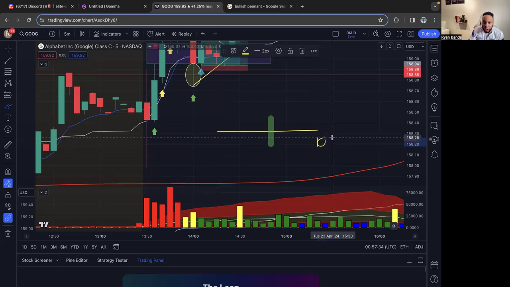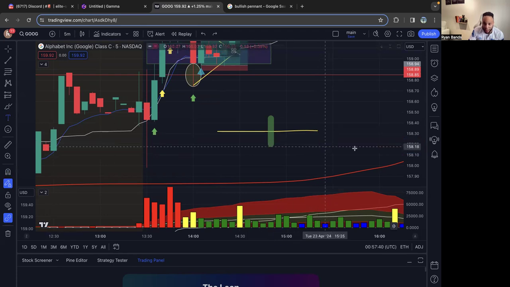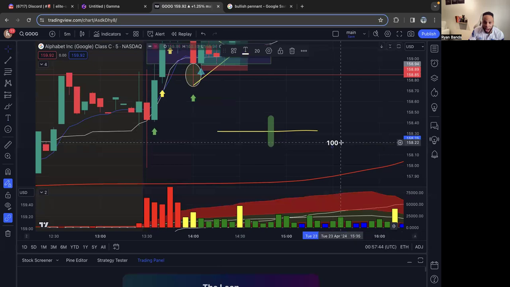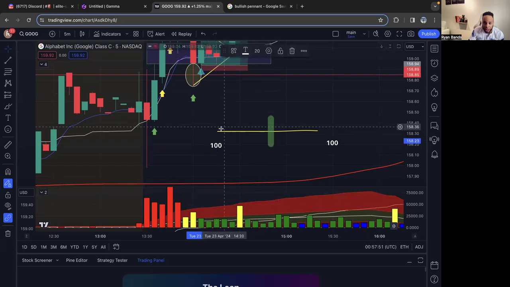For $100 each. I can't type, so I'm just going to type this. It's going to be $100 each. And then your other 5 contracts, you buy right here for $80 each. Let me show you guys what's going to happen. $80.